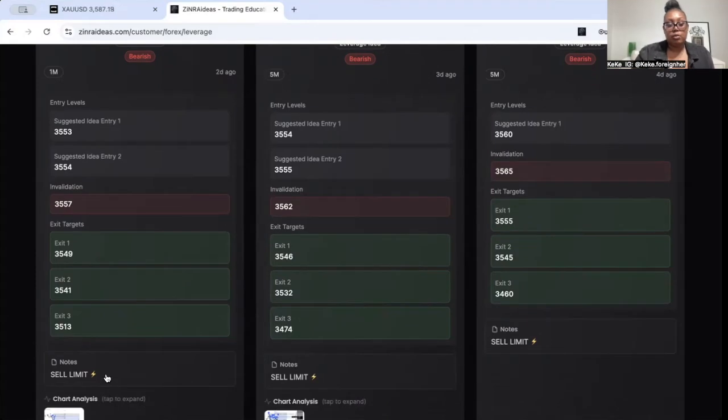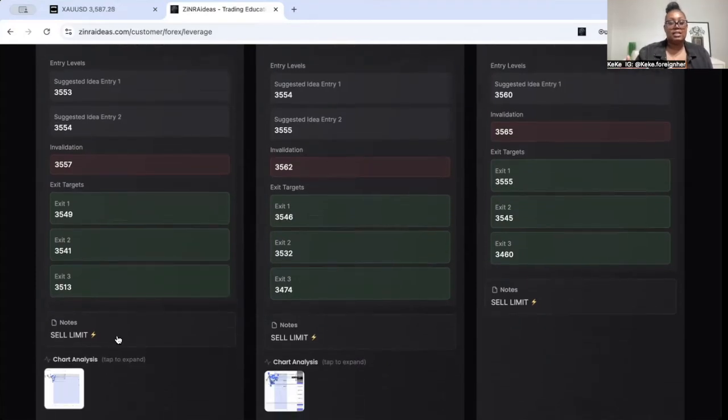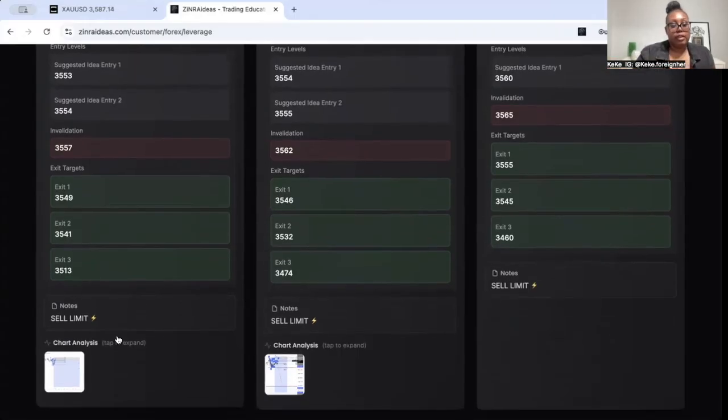As well as notes, we see the type of trade executed is a sell limit. So we know already that that's going to be a pending trade. Anything that's sell limit, buy limit, sell stop, buy stop, those are all pending trades. If you ever see buy market or sell market, those are market trades. All right. So let's get into this.